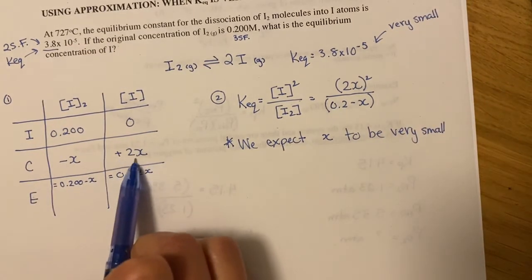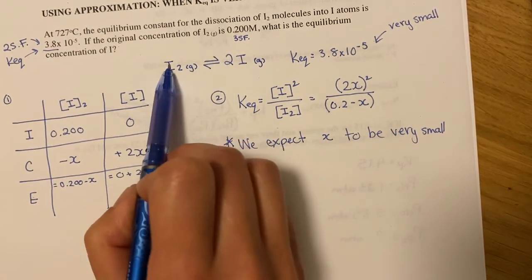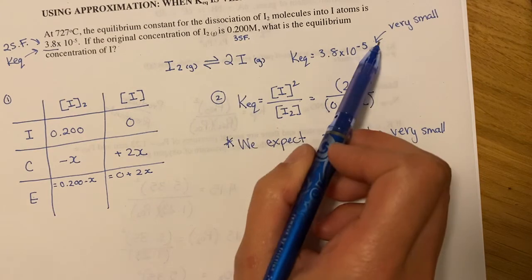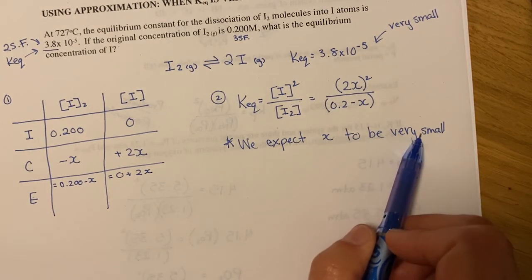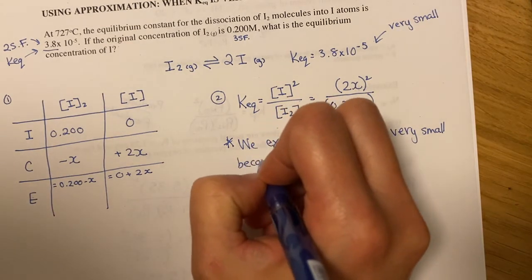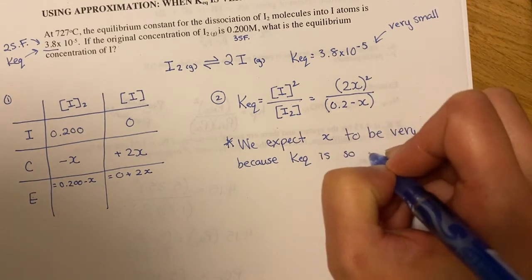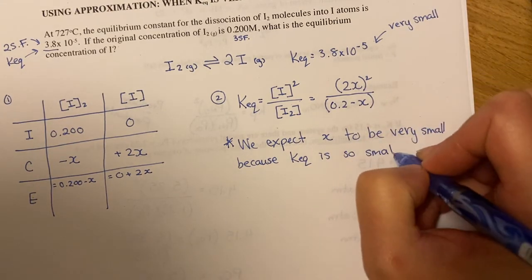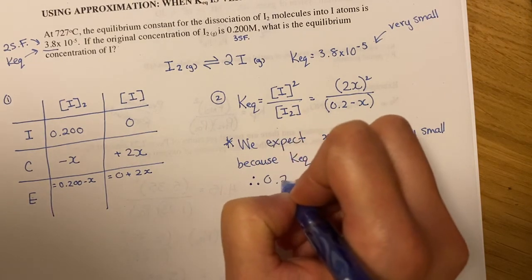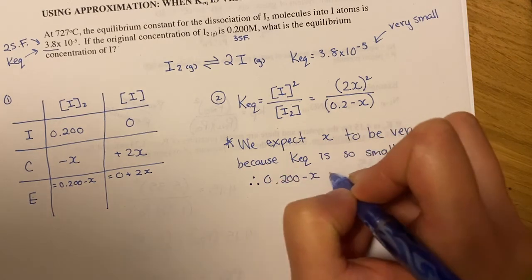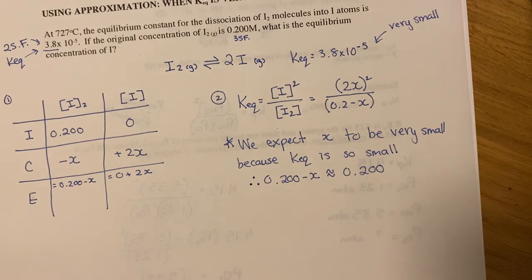Okay, this change, this x we're creating, is going to be so little because this reaction proceeds in the forward direction very little, because this number is so small. So we expect x to be very small because KEQ is so small. What that means is, therefore, 0.200 minus x is basically equal to just 0.200.